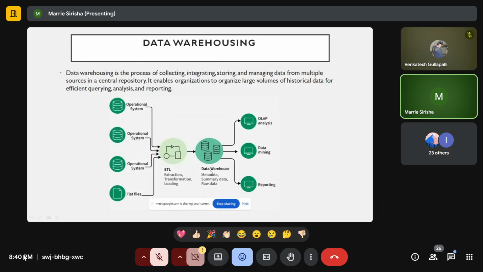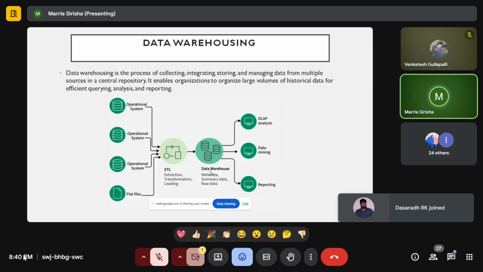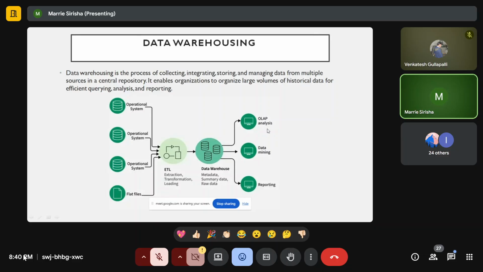So from multiple different sources we are extracting the information and performing the ETL process, and then we are giving it to the central repository. There we have three categories: OLAP analysis, data mining, and reporting. This is the concept of analysis, mining, and reporting. So this is how data warehousing works.